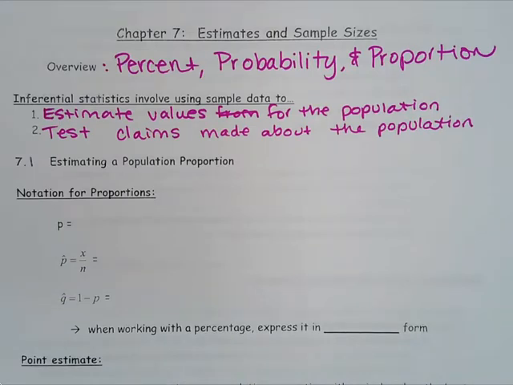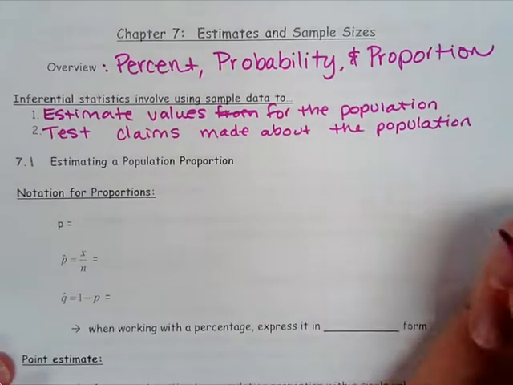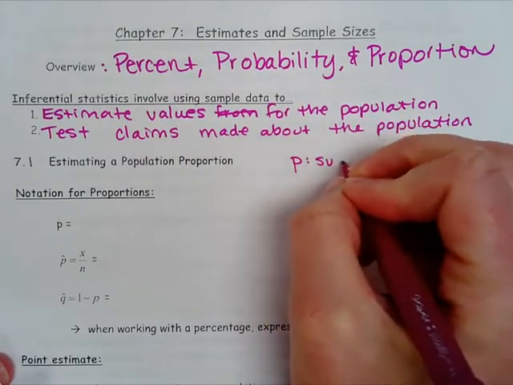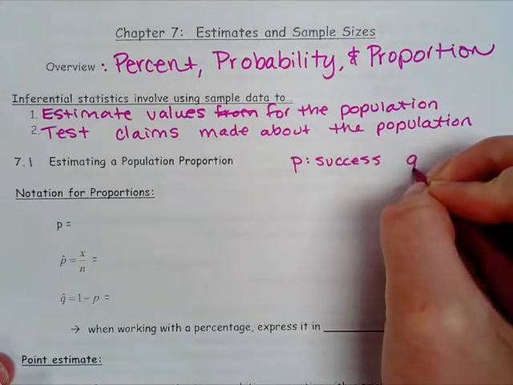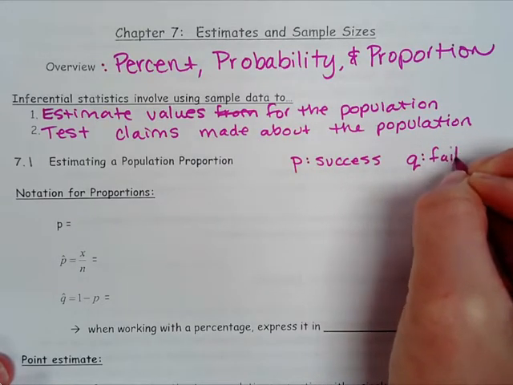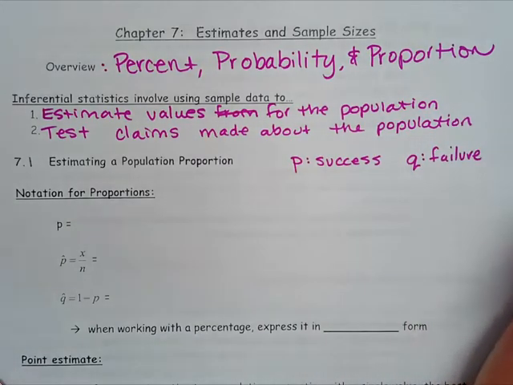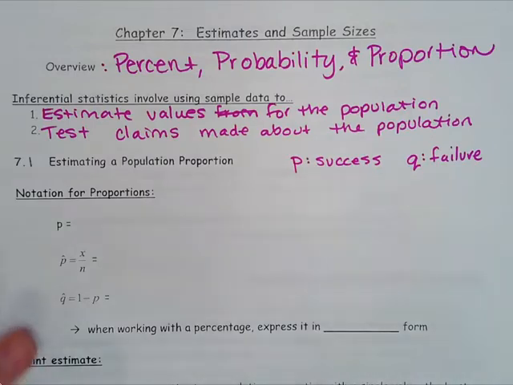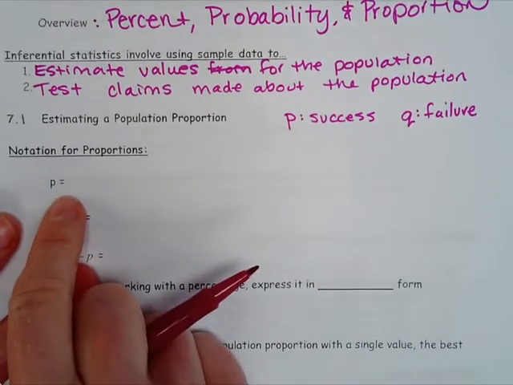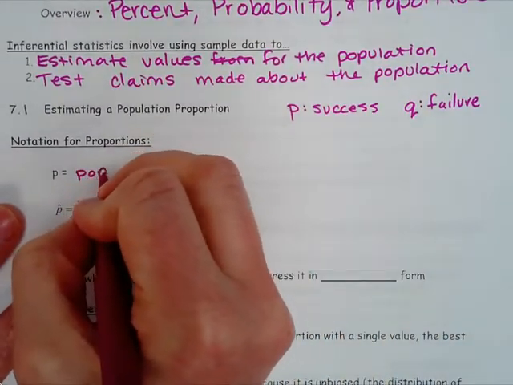So for 7.1, it's all about population proportion. So this is where we use the P and the Q. When you have P as success and Q is failure. And what P and Q are: proportions. They're percents, which are written as a decimal. Together, they add to equal 1. So P is going to be our population proportion.